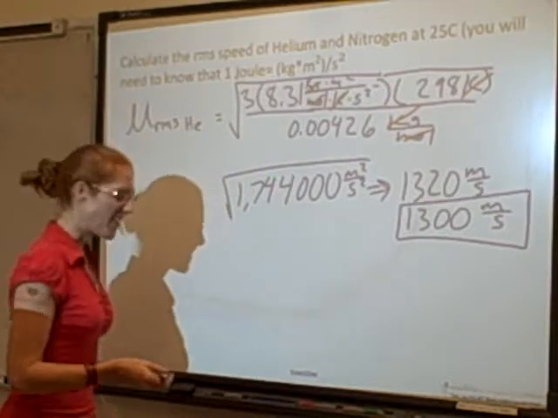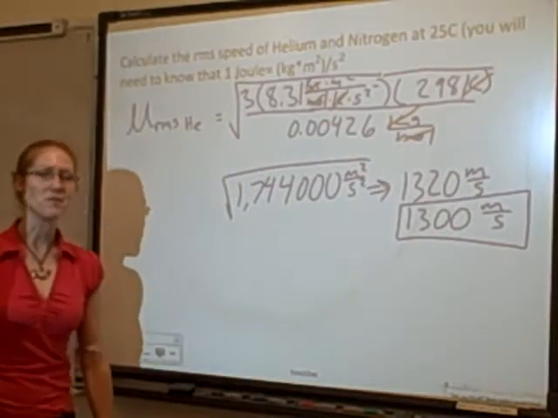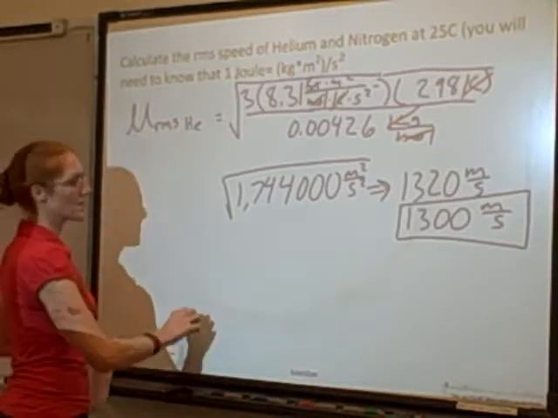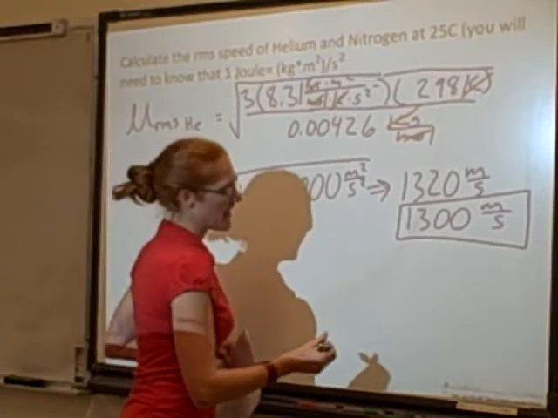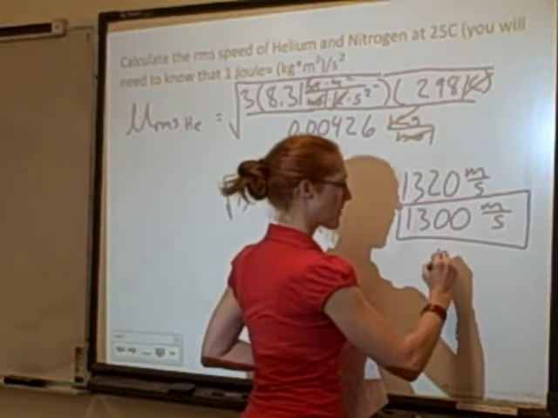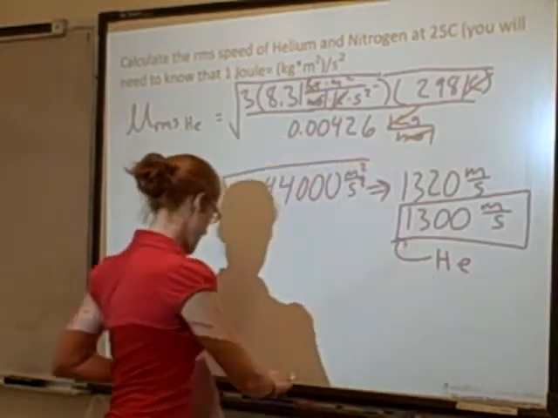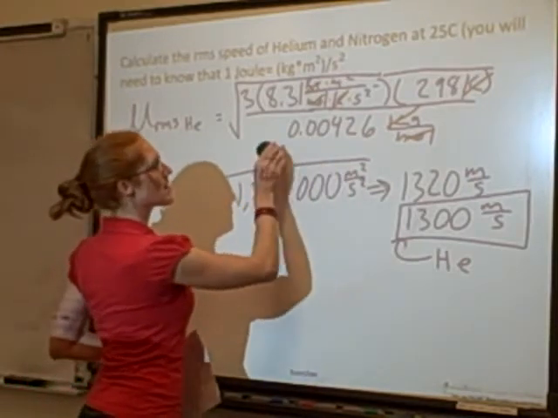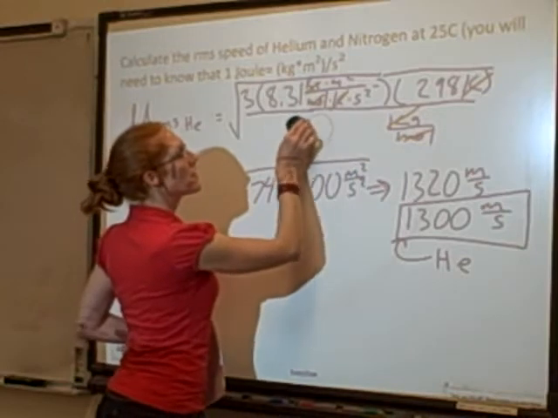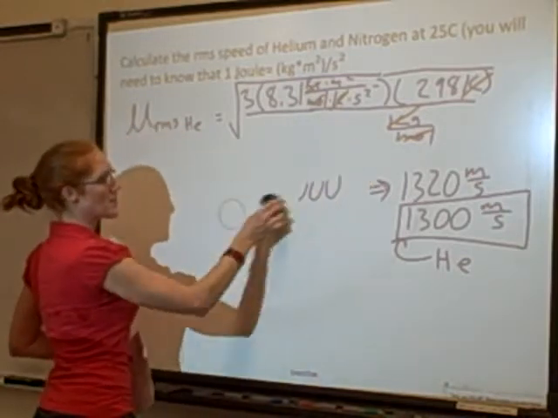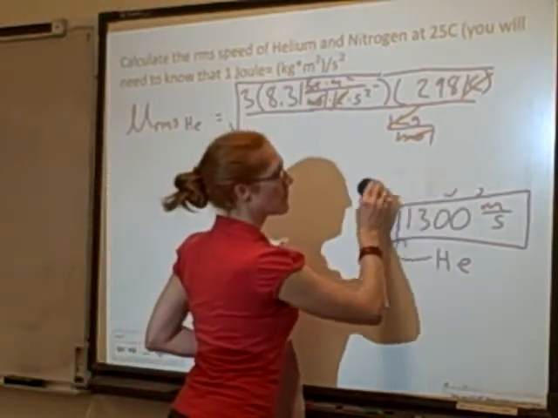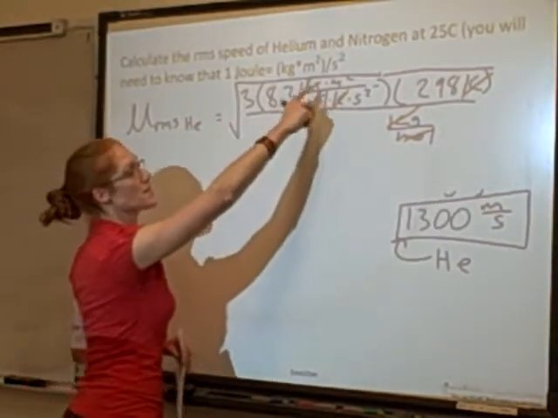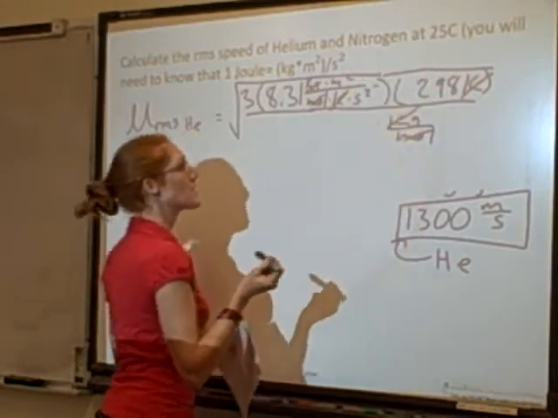I think I'll just tell you for the nitrogen. Oh yeah, we'll do it. Okay, for the nitrogen, I'm going to go ahead and just plug it in. So this is going to be for helium. All right. And if I'm going to do this for nitrogen, the only thing that's different is going to be this molar mass. So I'm going to be a cheater and just erase my answers and plug in the nitrogen's molar mass, because it's still 3 times the gas constant times 298, because it's still 25 degrees Celsius.